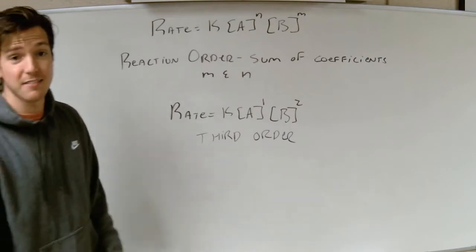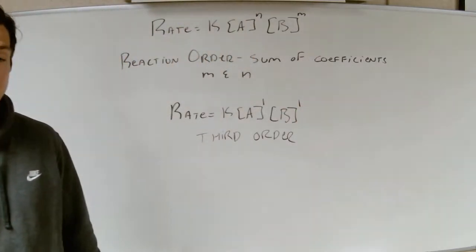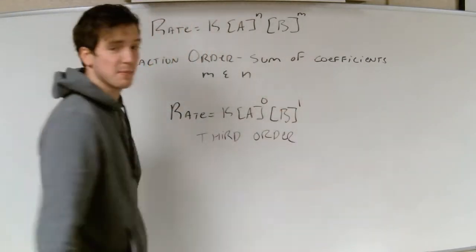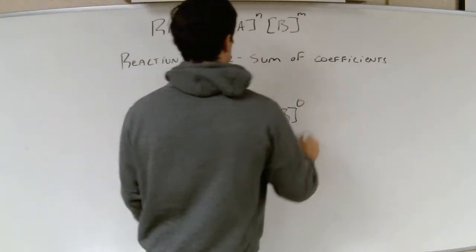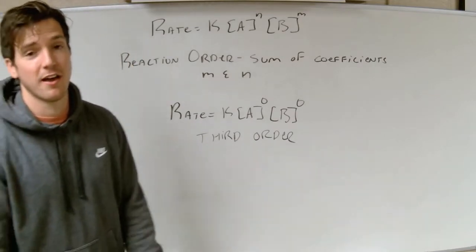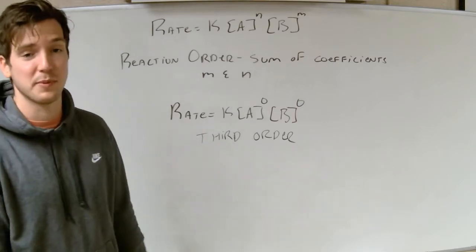Okay. If this was 1, it'd be second order. If this guy was 0, it'd be first order. If both of these were 0, they would be 0 order, which pretty much just means the concentration of the reactants don't affect the rate at all. It will happen at the same speed no matter what.